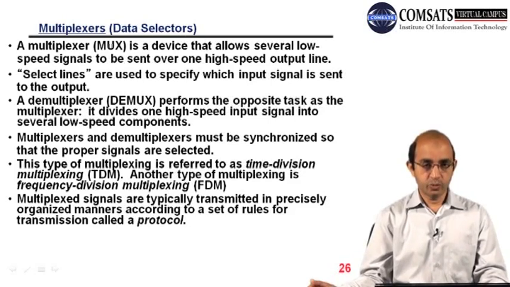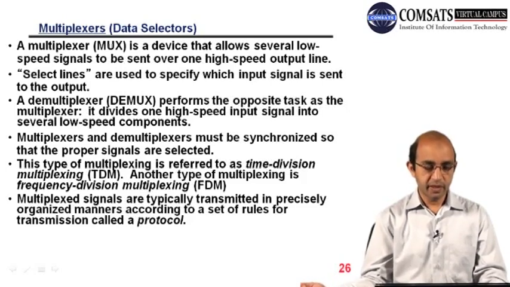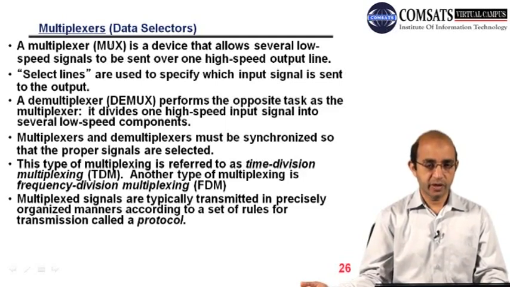There is one point I must mention: in order to have the true data, the multiplexer and demultiplexer must be synchronized. Then we can have different types of multiplexing: time division multiplexing, in which we assign a time slot for each line, and we can also have frequency division multiplexing.